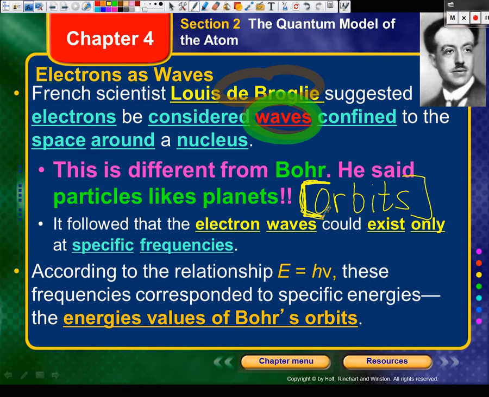It looks like C's. So Bohr said they were orbits, but what de Broglie said is that electron waves exist only at specific frequencies. That means they travel at a certain rate, up and down, up and down. And then we've seen this formula before, right? E equals... Remember what h was? Not the big H, this is little h. It's some constant.